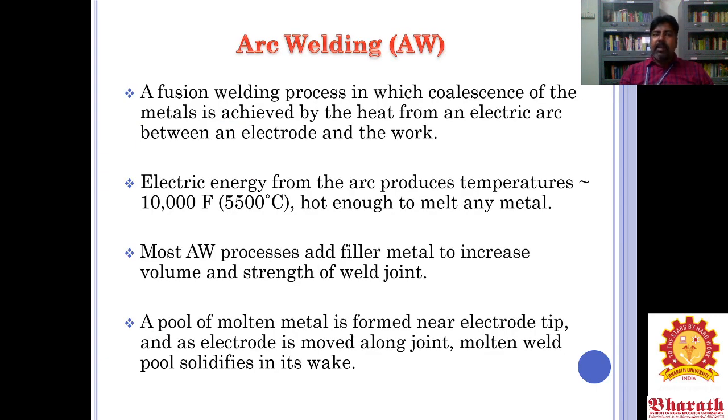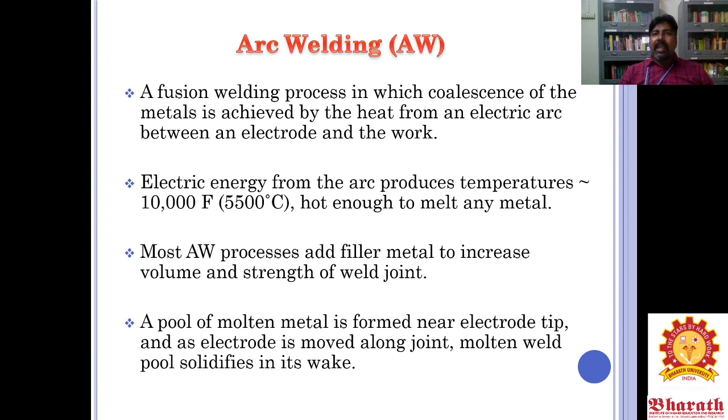Then come to the first type, that is called arc welding. What is meant by arc welding? In the arc welding process, the heat is developed by the electric arc, and the arc is produced between an electrode and the workpiece. Arc welding is the process of joining two metal pieces by melting their edges by an electric arc. In arc welding, the electrical energy is converted to heat energy. So the arc is produced.